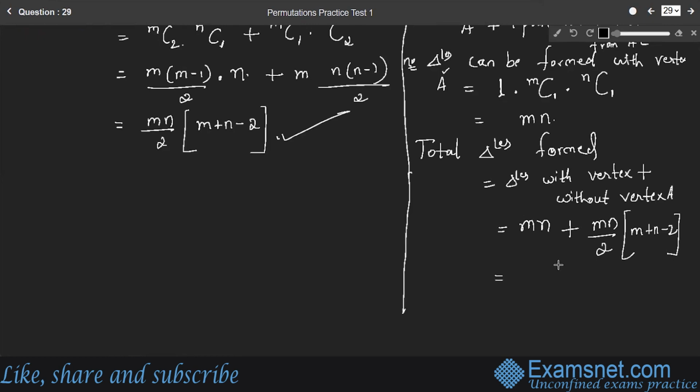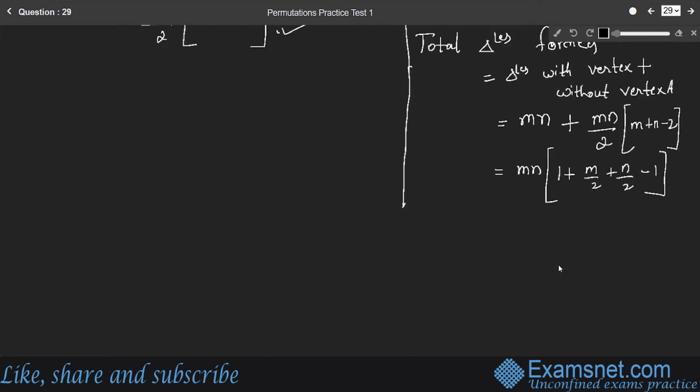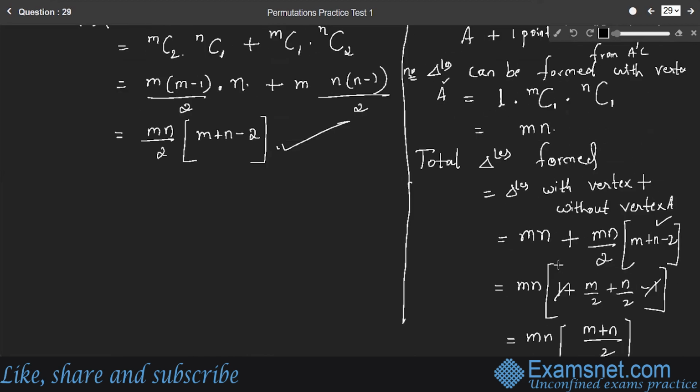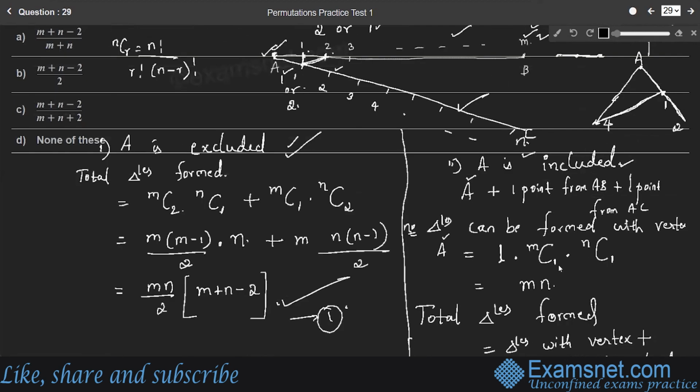So simplify it. Here mn is taken outside: 1 plus m by 2 plus n by 2 minus 1. When you multiply the second term m plus n minus 2 by 1 by 2, you will get this term. So mn into, here the 1 and minus 1 get cancelled. So we have m plus n by 2, which is nothing but mn by 2 into m plus n. Consider this as equation 2 and the first one as equation 1. So come back to the question.